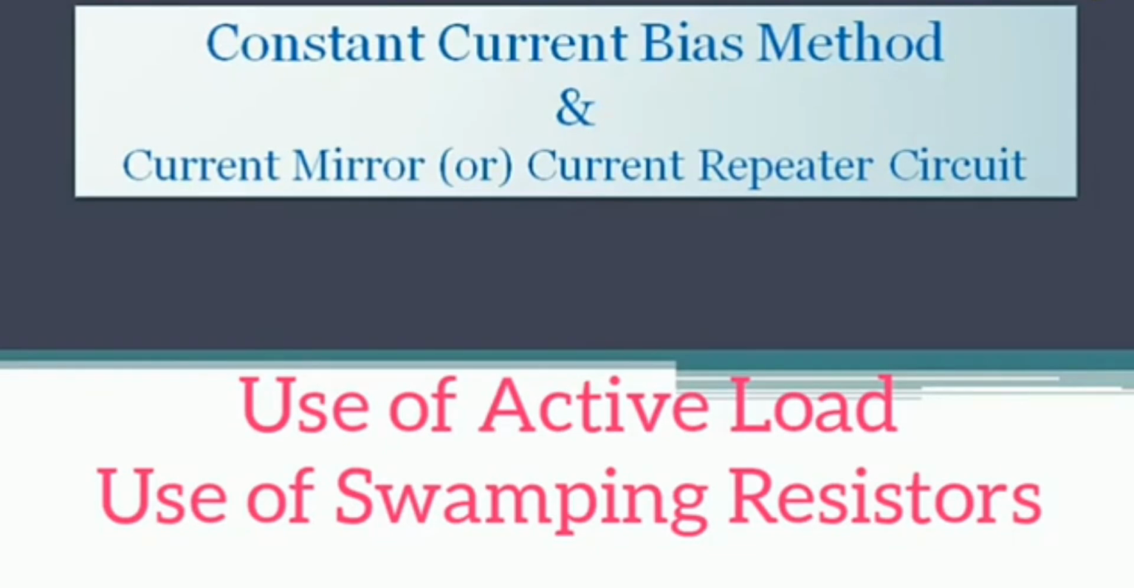Today's concept we are going to see is the constant current bias method and the current mirror or current repeater circuit. So in today's video we are going to see the two different circuits, why we have to use these two different circuits, and what is the purpose of using them.